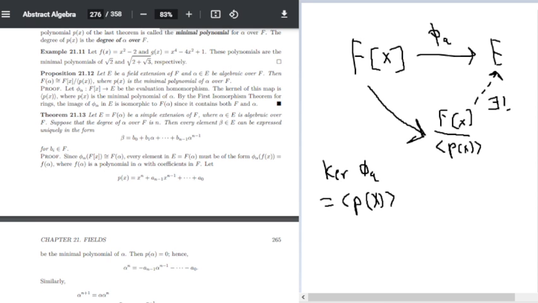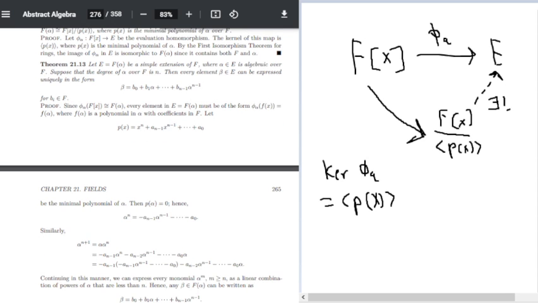Alright, the kernel of this map is p of x, or like one that commutes at least. But first, let's put f now. Theorem 21.13. Let E be equal to f of alpha be a simple extension of f, where alpha in E is algebraic over f. Suppose that the degree of alpha over f is n. Then every element beta in E can be expressed uniquely in the form beta equals beta naught plus beta 1 alpha plus on and on to plus beta n minus 1 alpha n minus 1 for beta i in f.